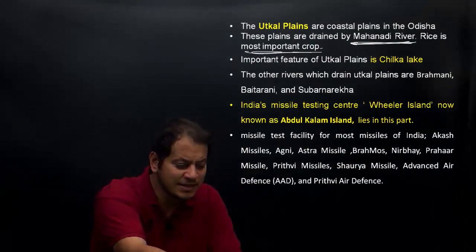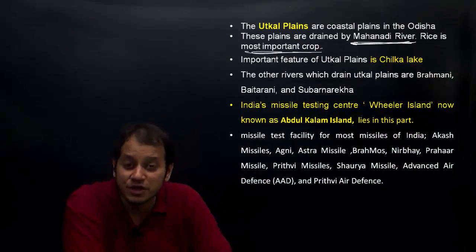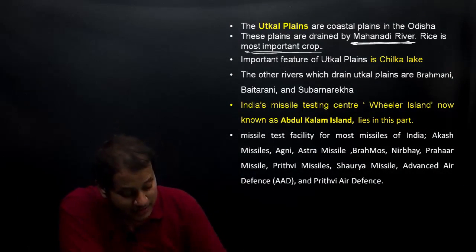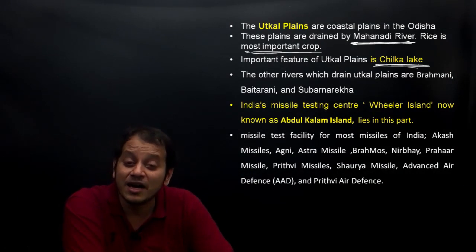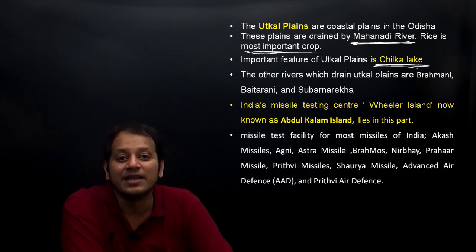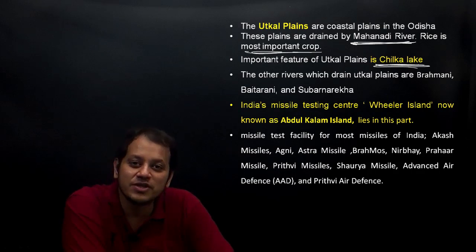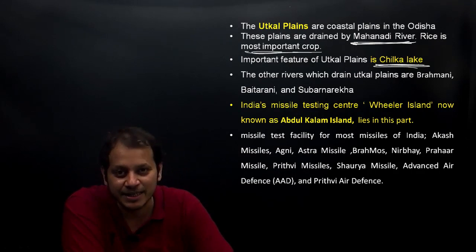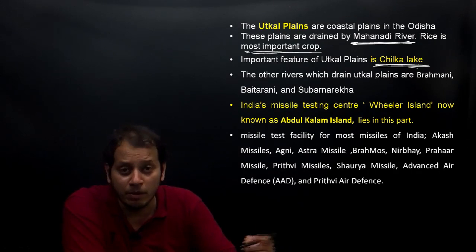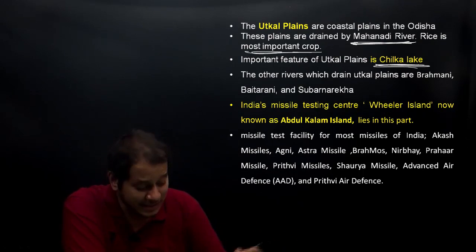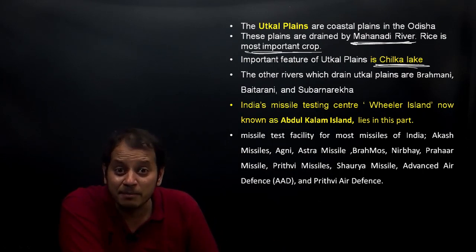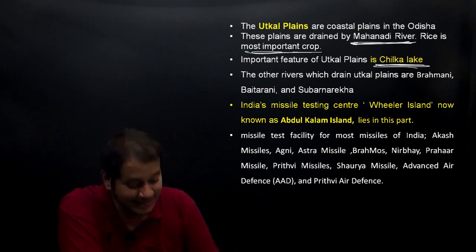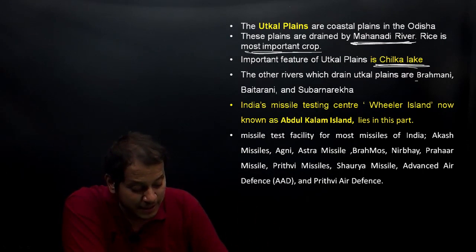And you can see that one of the most important features of the Utkal plains is Chilka Lake. What is this Chilka Lake? It is the largest lagoon in Asia, the largest lagoon in India. That means it is an example of the largest brackish water lake in India. We will come to Chilka Lake in the next slide. But remember, the other rivers which drain this Utkal plain are Brahmani, Baitarani, and Subarnarekha.